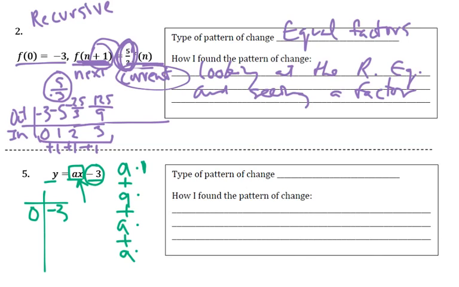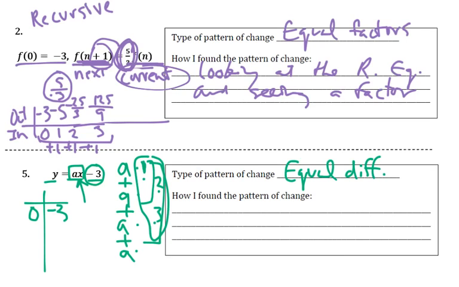So if I do it for 1x, I add a once. If I do it for 2, I add a twice. If I do it for 3, I add it 3 times. So our intervals are going up by 1. So what type of pattern of change? We've got equal differences. Do we have equal intervals? Yeah, right here. That kind of stands for the intervals. So how did I find the pattern of change? If I recognize that a times x is arithmetic, that a times x, we're just multiplying, we're adding a multiple times.